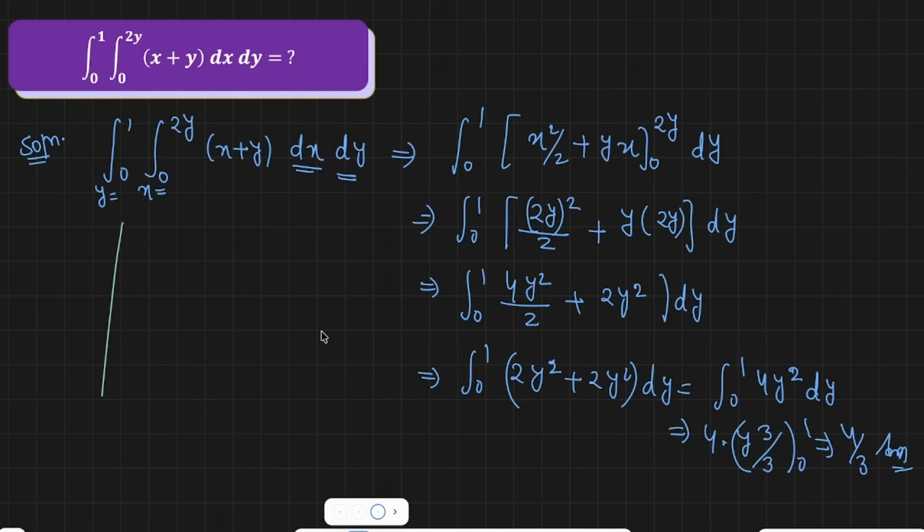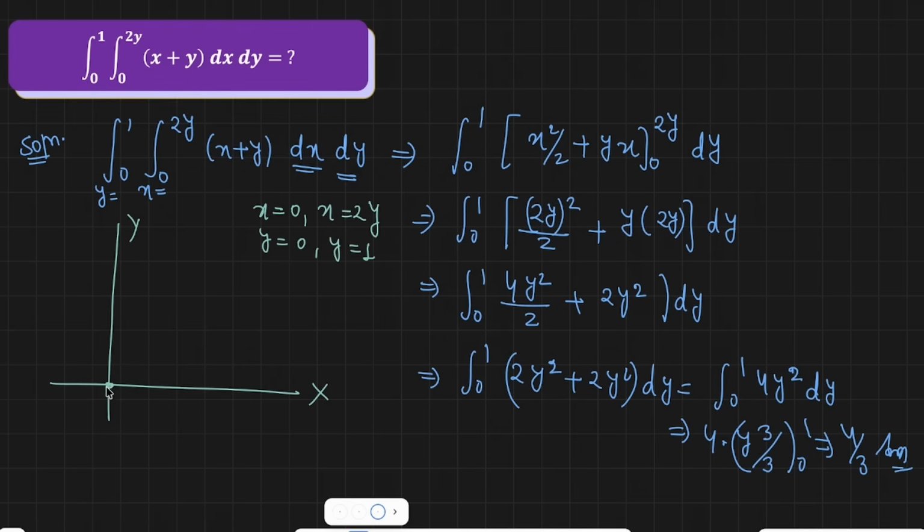This is my x-axis. Okay, this is the y-axis, this is the x-axis. Now just see, you write down these values. x is equals to 0, x is equals to 2y. y is equals to 0, y is equals to 1. Where is y is equals to 0? See, this is y is equals to 0. This is x is equals to 0. Again, origin. x is equals to 2y, a line passing through the origin. y is equals to 1. See, this is y equals to 1, this is x equals to 2y, or you can say y is equals to x by 2.